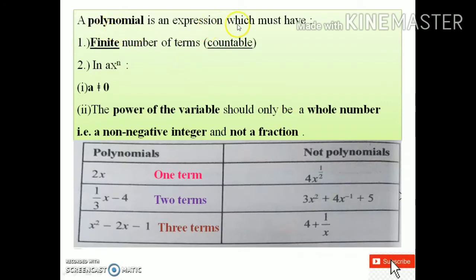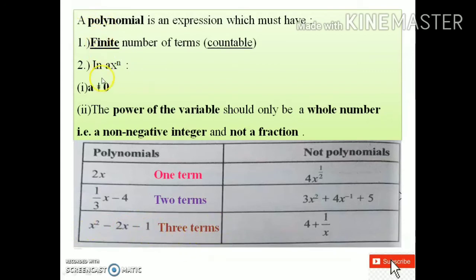So a polynomial is an expression which must have a finite number of terms. That is, it should have a countable number of terms. For example, 2x is one term. 1 by 3x minus 4 is two terms, because 1 by 3x is one term and minus 4 is another term. In x squared minus 2x minus 1, x squared is one term, minus 2x is the second term and minus 1 is the third term. So three terms are present.